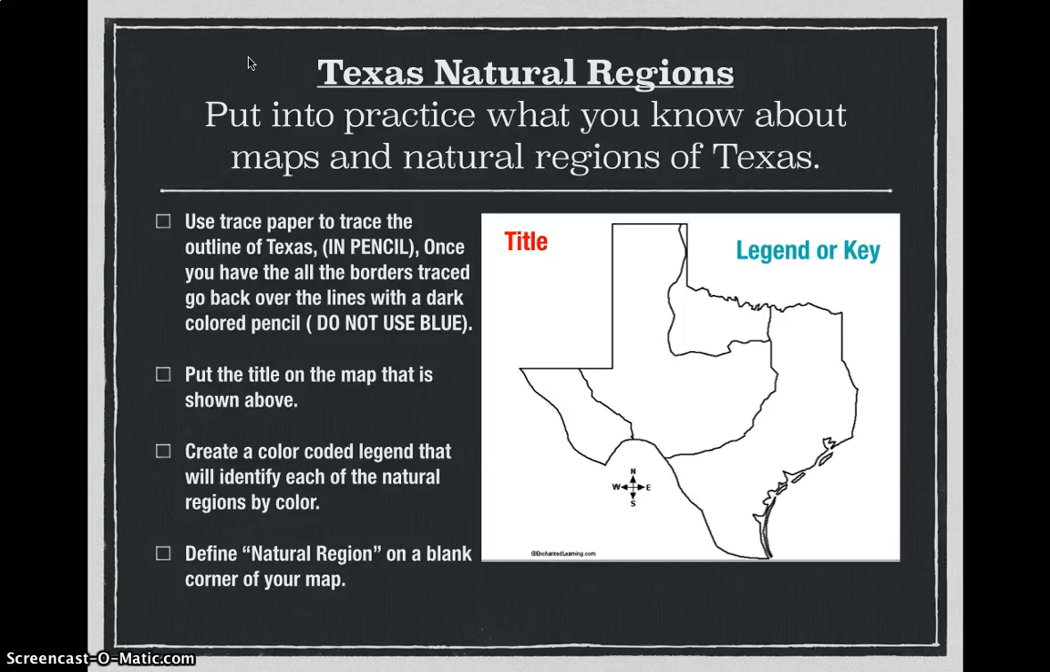All right. So then you're also going to create a color-coded legend to identify the natural regions of Texas. You can use whatever colors you want, but they better match your legend. So if you have mountains and basins as purple, then the mountain and basins region of Texas better be purple. If it's not, your map is wrong and you have to start over. Nobody wants to do that.